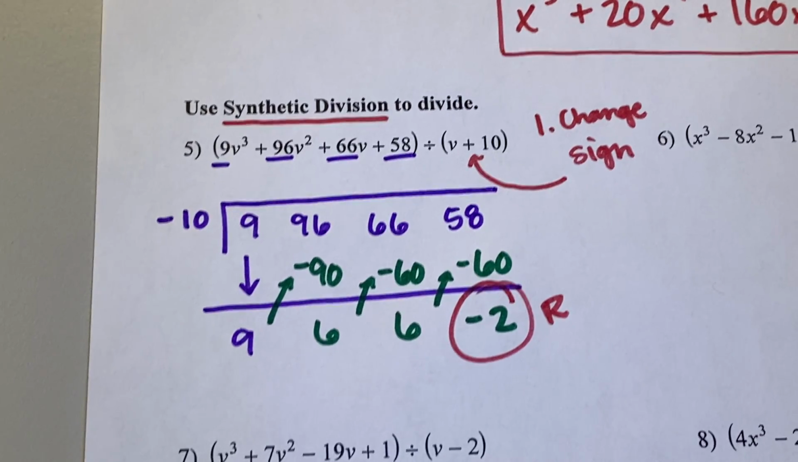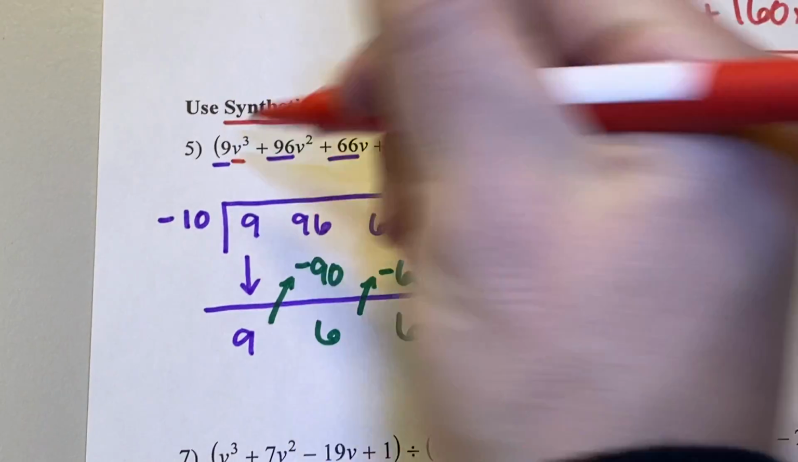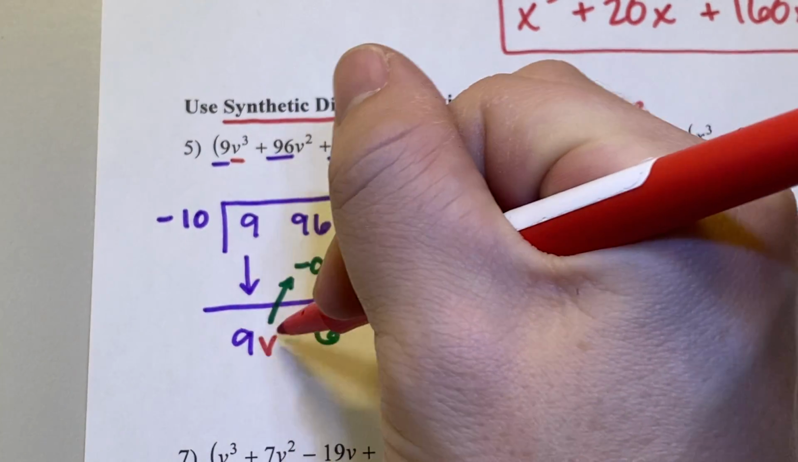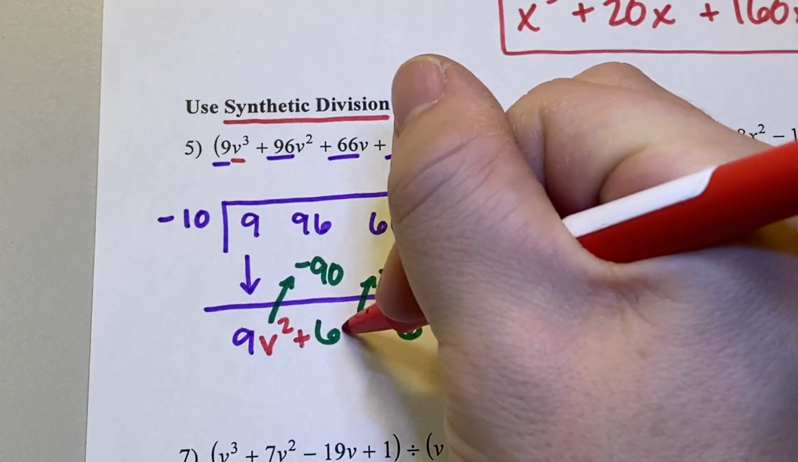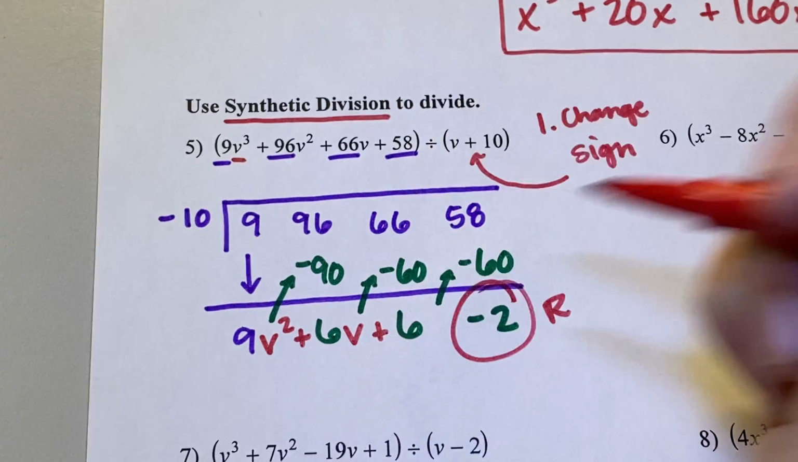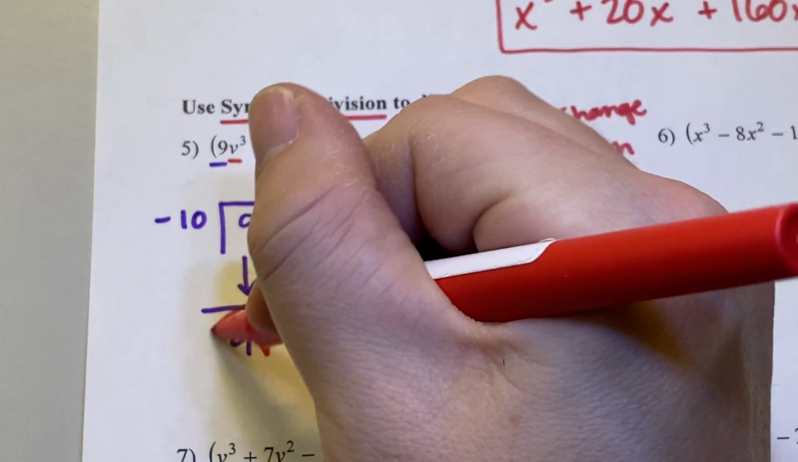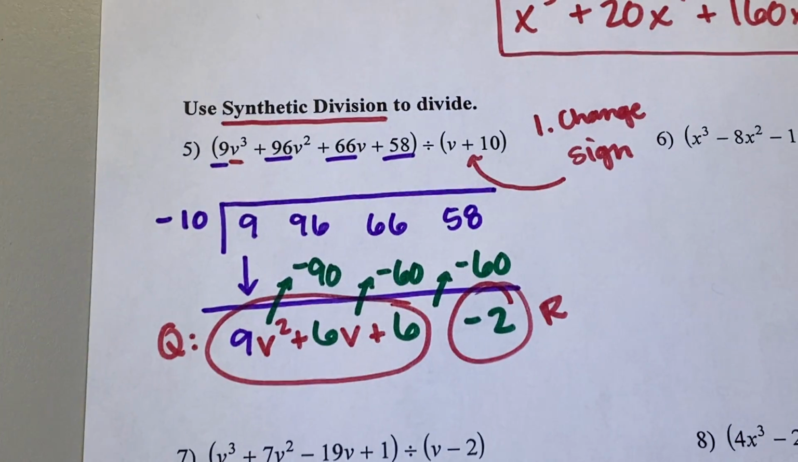Okay, last thing we've got to do is put those variables back onto our answer. So we started with v cubed, which means we're going to start with v squared down here. V squared, positive 6v, positive 6. We're just taking away a v each time. And there's what we call our quotient.